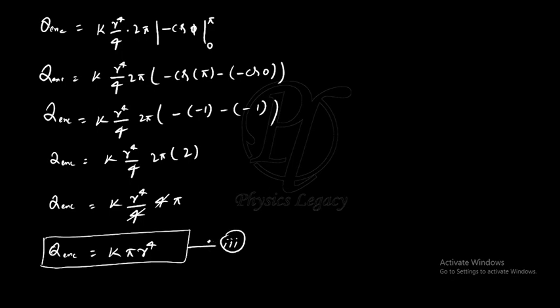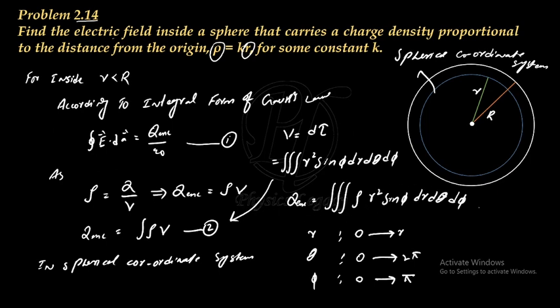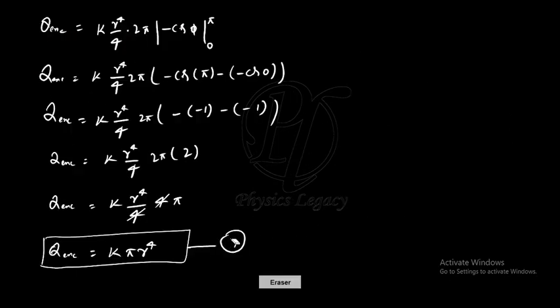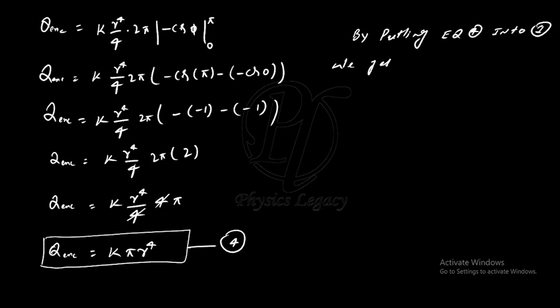Now we just put this equation into the earlier equation. We name this equation as equation number 3 and the other equation as equation number 4. By putting equation number 3 into equation number 1, we get closed integral E dot dA is equal to k pi R to the 4 over epsilon naught.